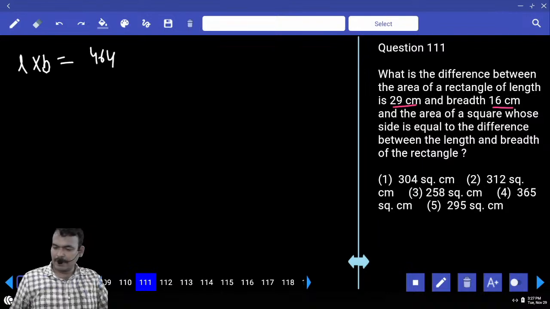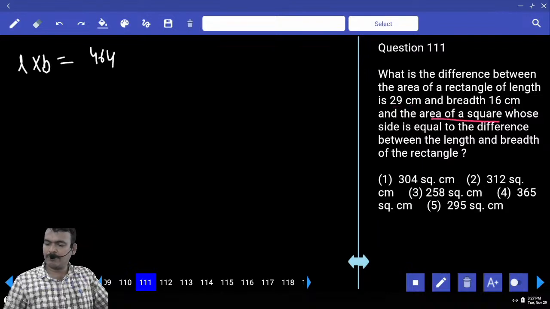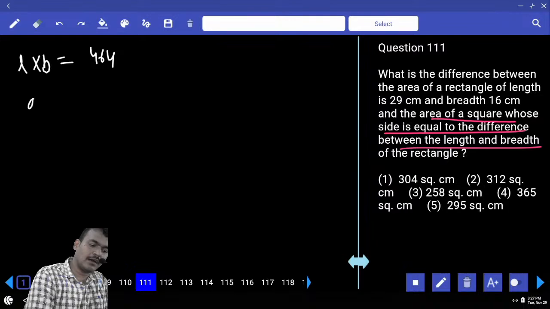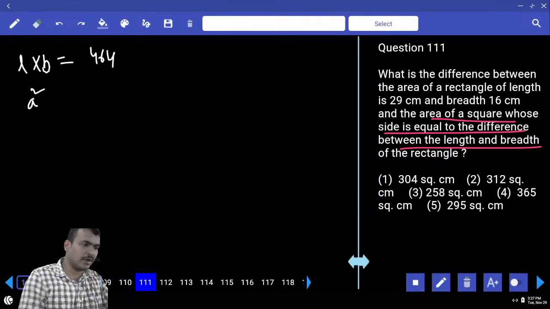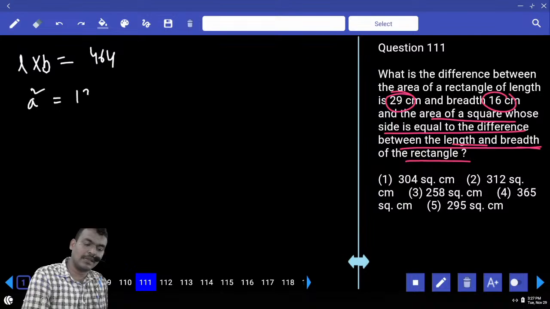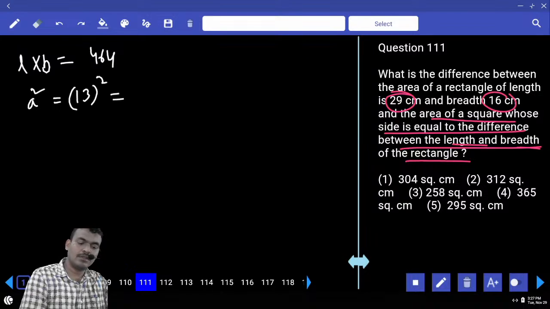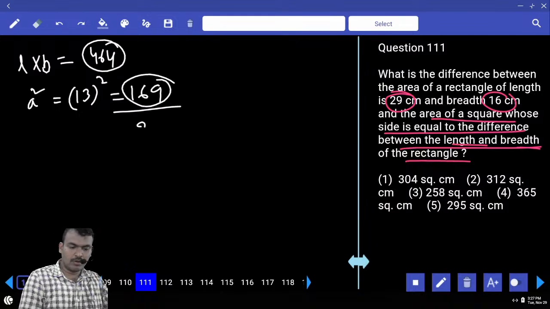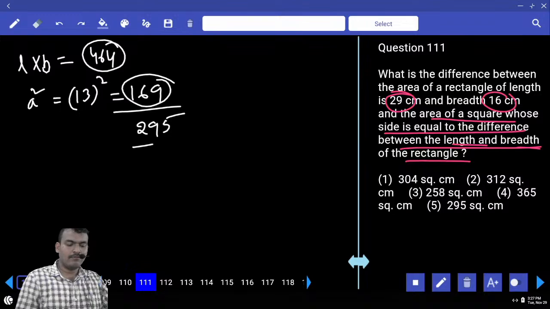464. And one more, difference between the area of a square whose side is equal to which one? Difference between the length and breadth. What is the area of a square formula? A square. But that side value equal to difference between length and breadth of the rectangular. 29 and 16. Difference is 13. What is the 13 square? 169. The answer is 464 minus 169. How much? 295 or not?